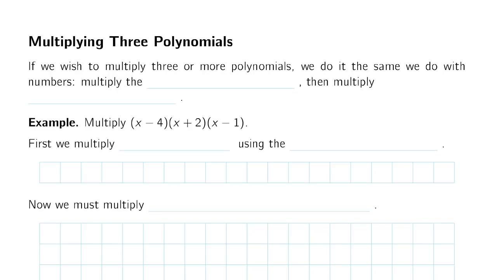Sometimes we need to multiply 3 or more polynomials. And there's good news and bad news about that. And it's the same news. There's no method for multiplying 3 or more polynomials.